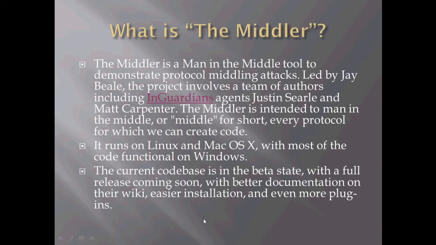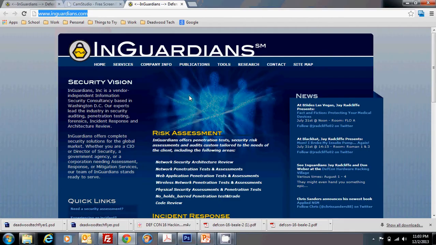What is a Middler? A Middler is a man-in-the-middle tool that is used to demonstrate protocol middling attacks. The program itself is led by Jay Beale. The project involves a team of authors, including InGuardians, which was the website showing at the time, inguardians.com. It looks like they haven't updated their news section since July 31st, but that doesn't mean anything. You can get some of their stuff there. It looks like they're a security corporation that offers pen testing, vulnerability assessment and such.